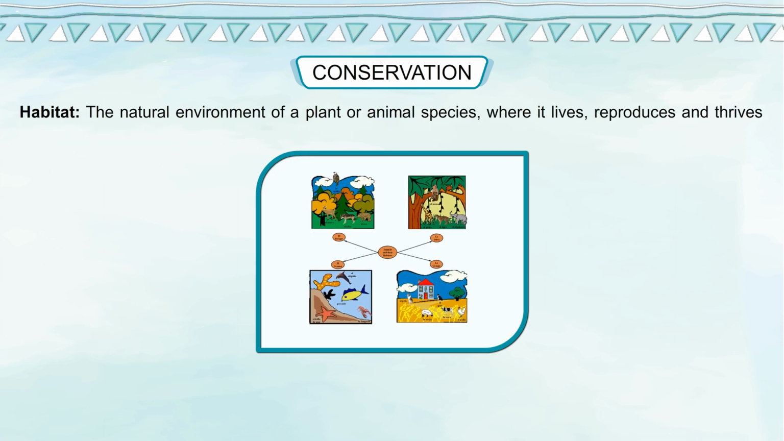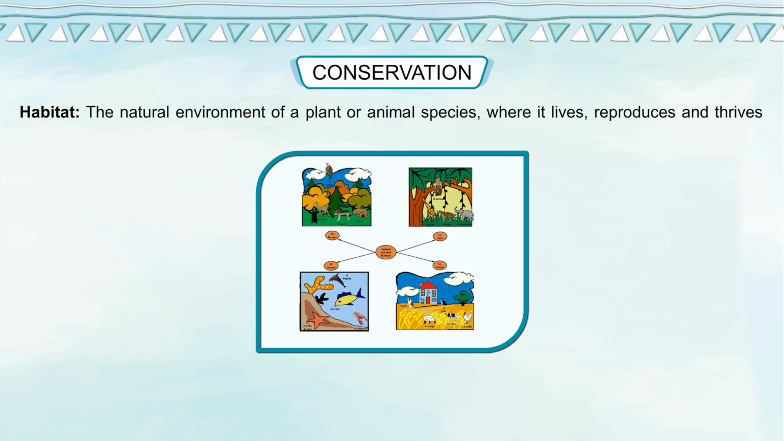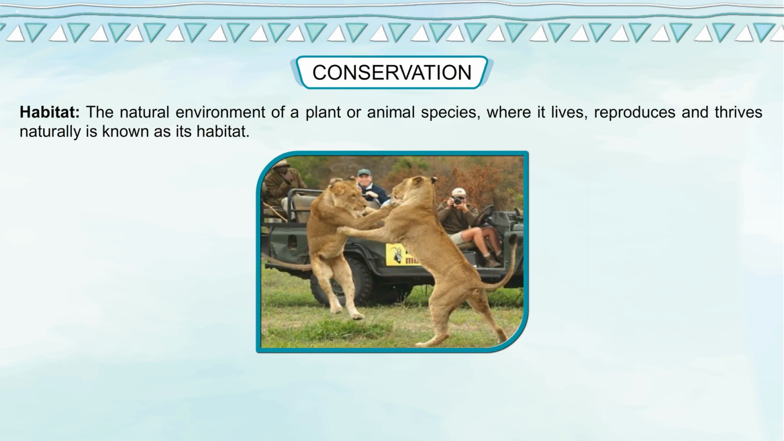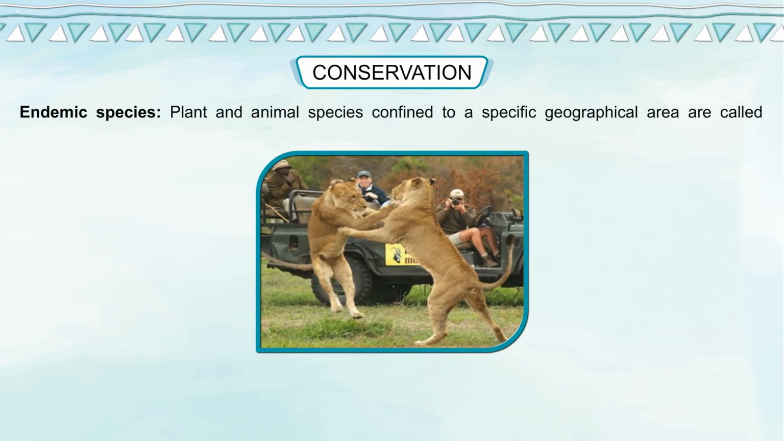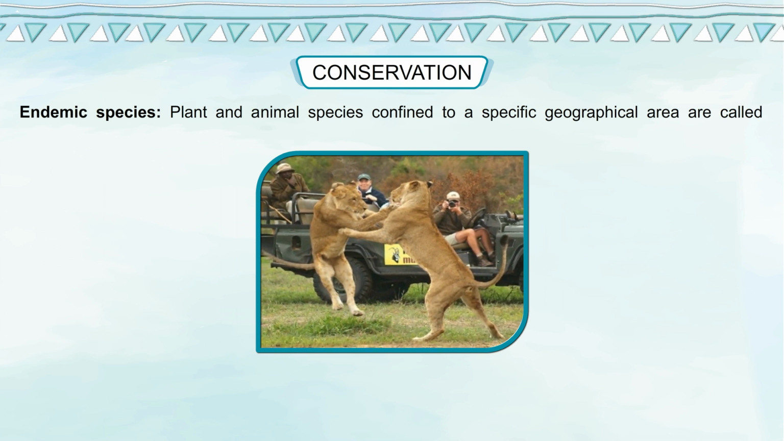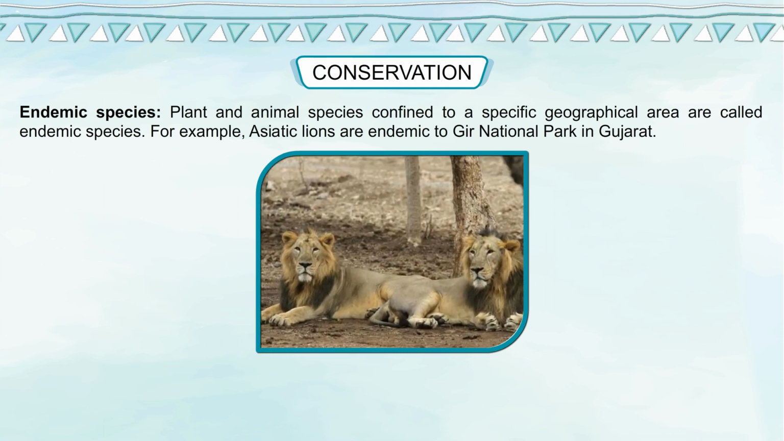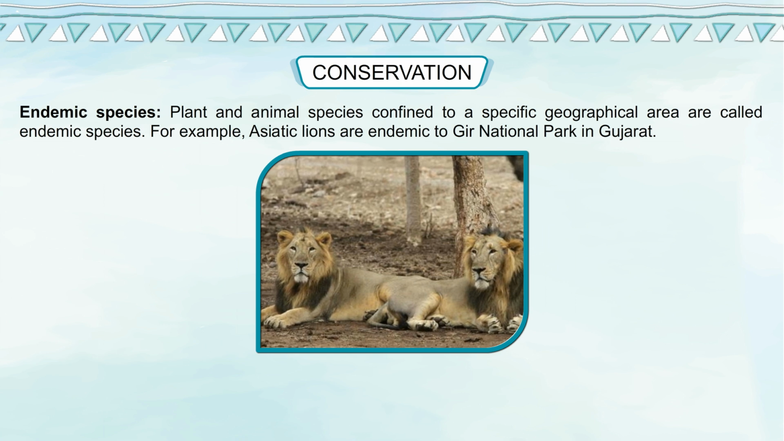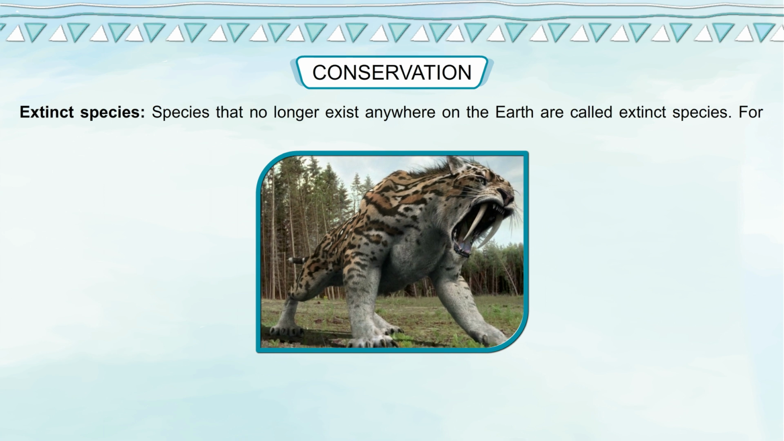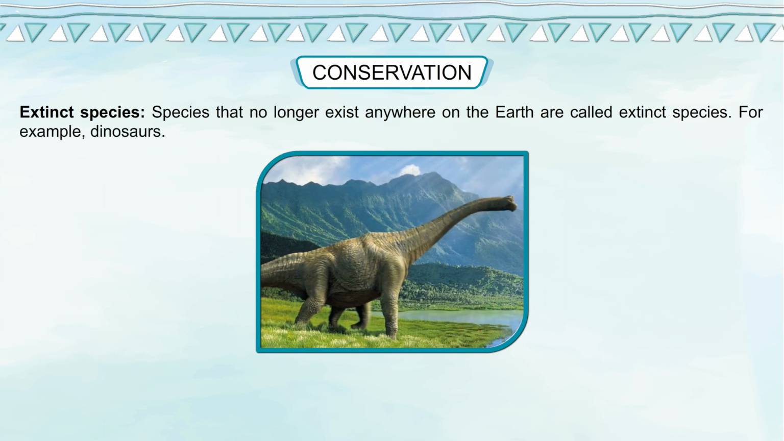Habitat. The natural environment of a plant or animal species where it lives, reproduces, and thrives naturally is known as its habitat. Endemic species. Plant and animal species confined to a specific geographical area are called endemic species. For example, Asiatic lions are endemic to Gir National Park in Gujarat. Extinct species. Species that no longer exist anywhere on the earth are called extinct species. For example, dinosaurs.